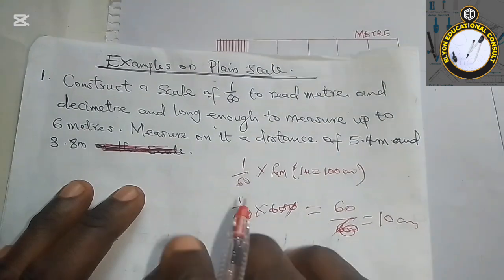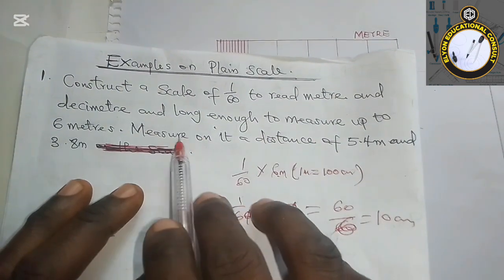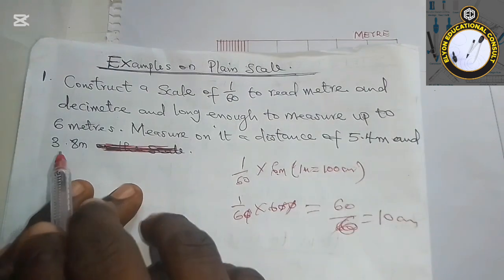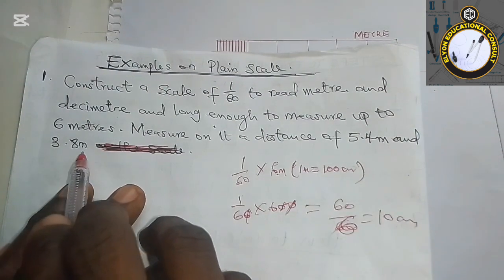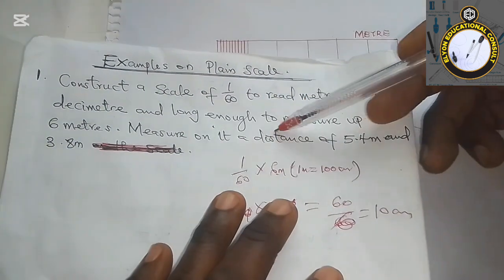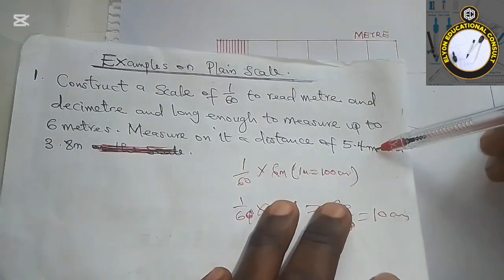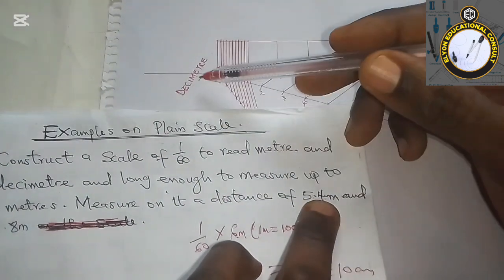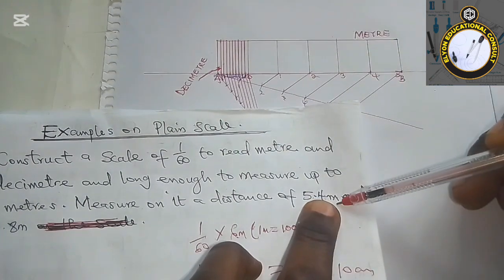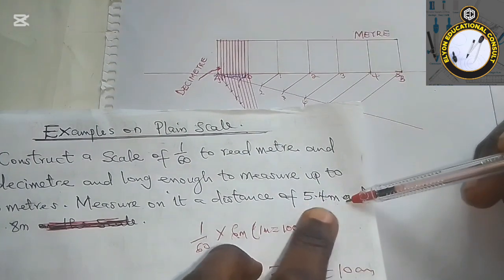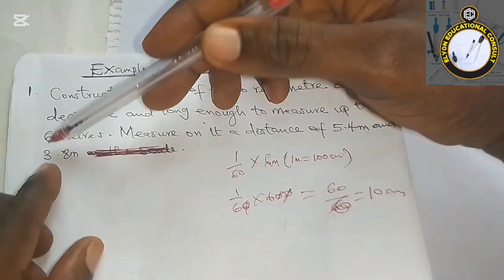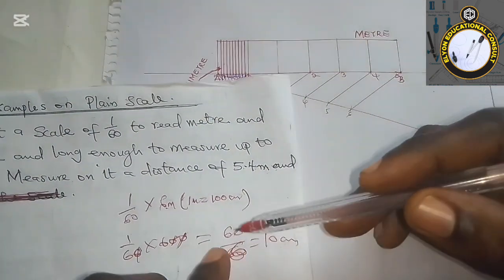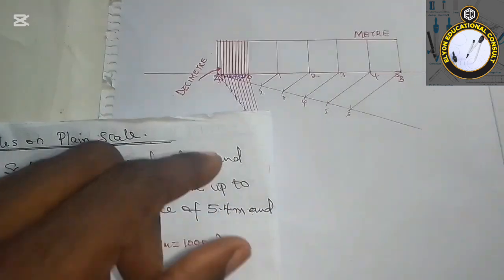So the next thing I'm going to do now, a very important aspect of the question: we are told that we should measure on it a distance of 5.4 meters and 3.8 meters. To take the measurement of 5.4 meters, this means 5 meters 4 decimeters. This one means 3 meters 8 decimeters. So let's take it one by one. The first one is 5.4.